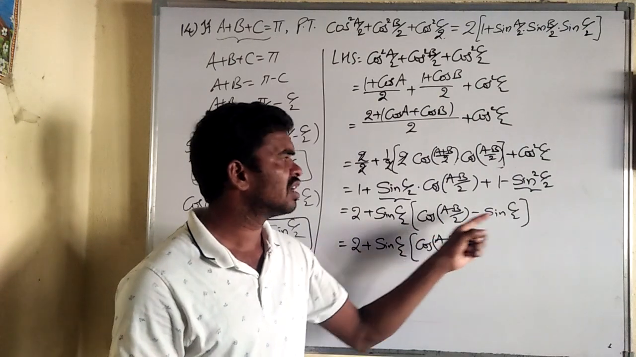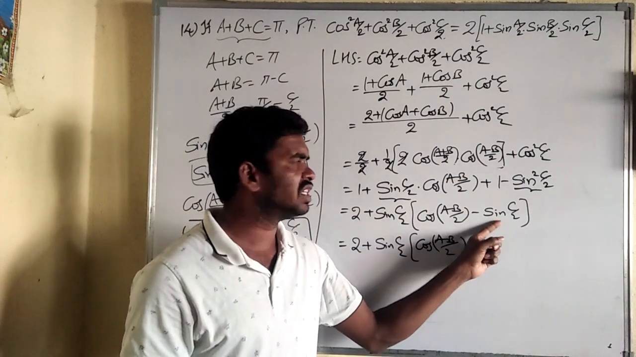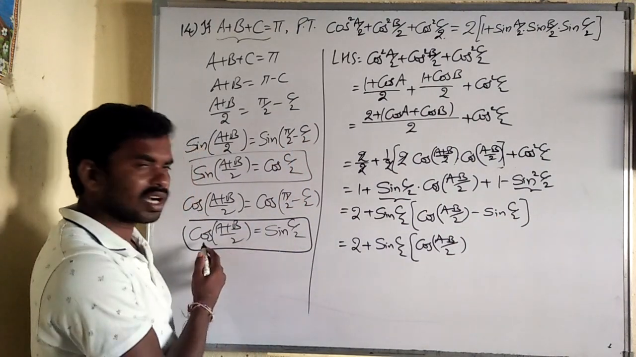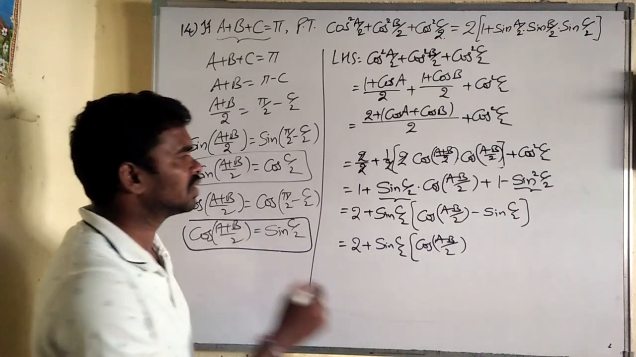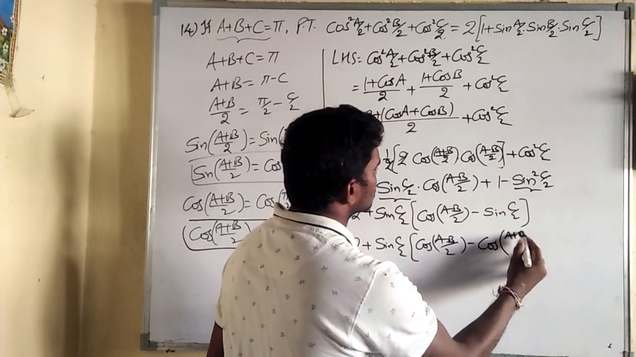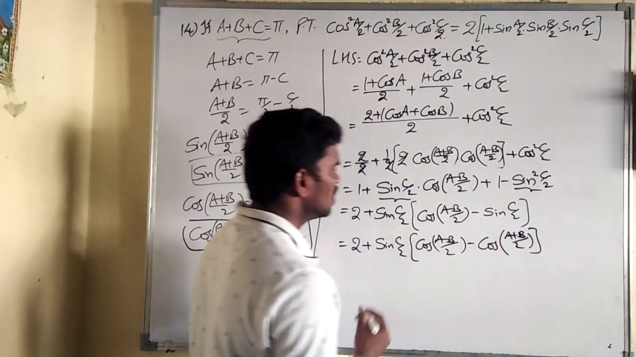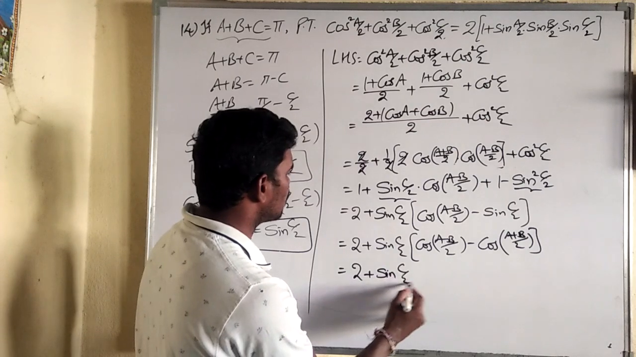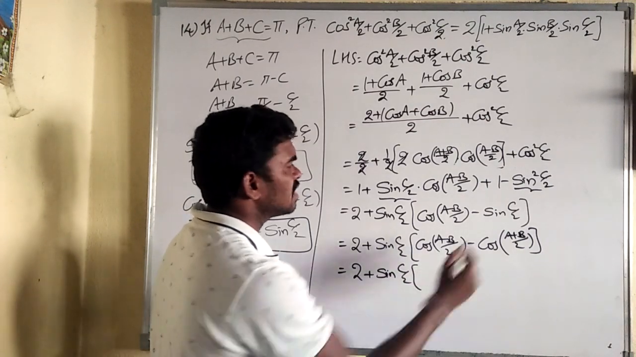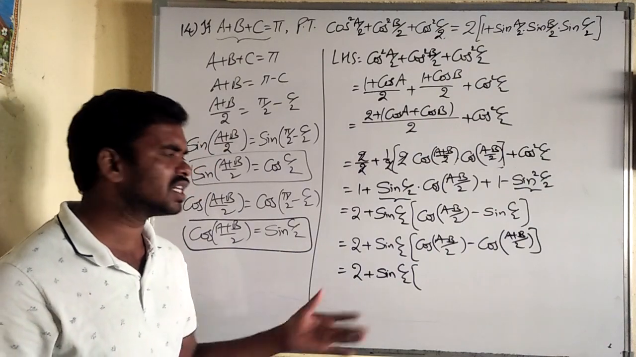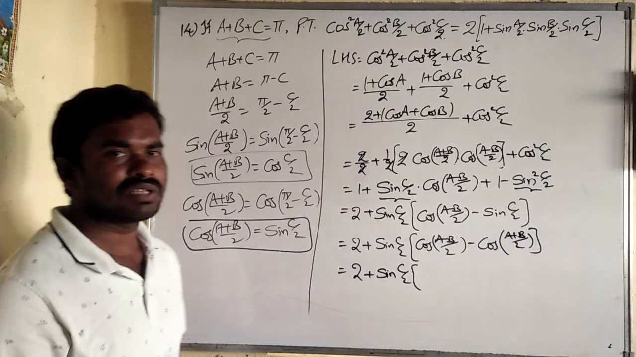But here one is cos, one is sin. So sin changes in terms of cos. Already sin means in terms of cos we have cos of (a+b)/2. So sin c/2 means we can write cos of (a+b)/2. So which is equal to 2 plus sin c/2 into, now cos c minus cos d, so becomes what? That formula we can apply and simplify.